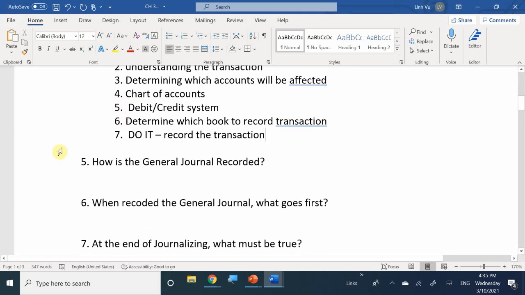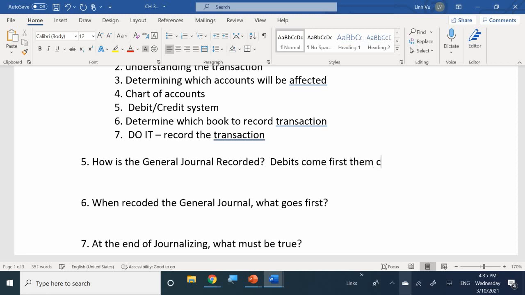All right. Number 5. How is the general journal recorded? Debit. Oh, yes, debit first. Good. Debits are always first. Debits come first, then credits go last.